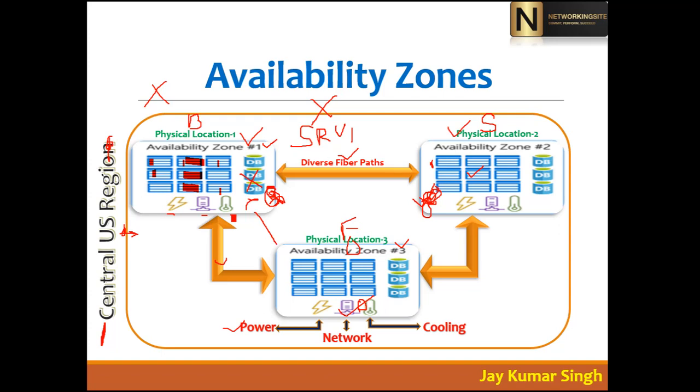They are not using the same power source, the same network source, or the same cooling system. If there is a network failure, it will affect only that availability zone. The same goes for power failure or any other problem: physical problems will be limited to that location.